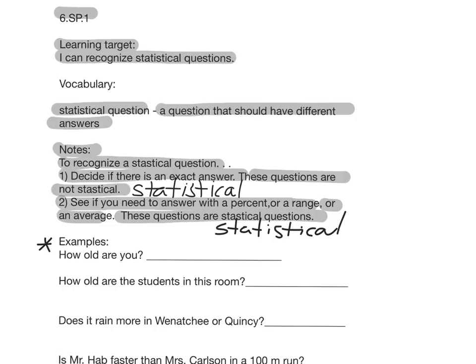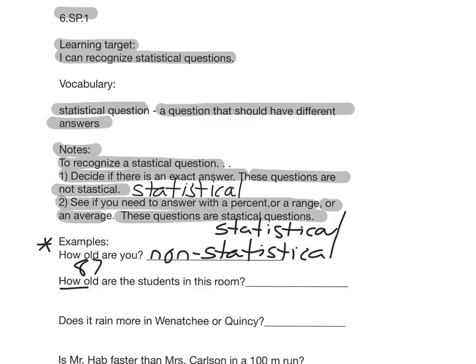So here are some examples. Put these in your notes. How old are you? Is that statistical or non-statistical? I am 87 years old. If that's an exact answer, this is a non-statistical question. That's an easy question. It's just got an exact answer.